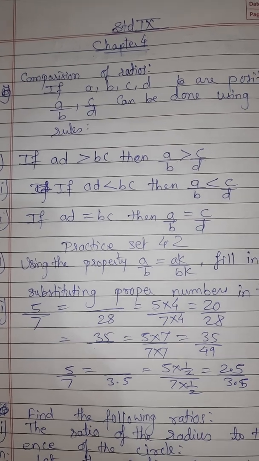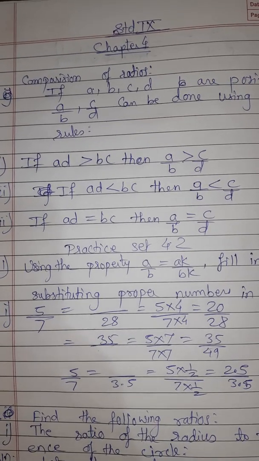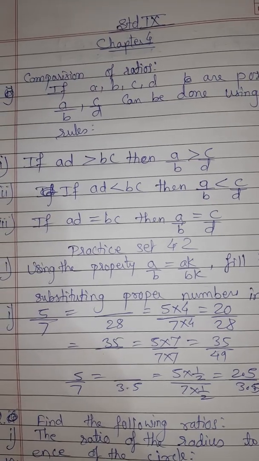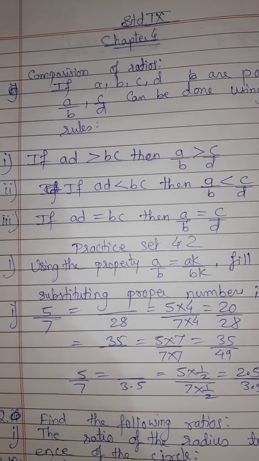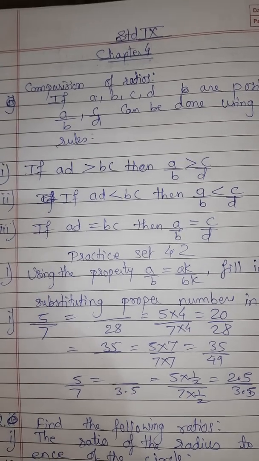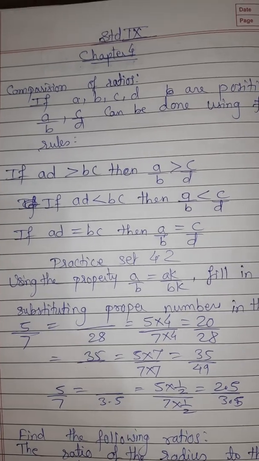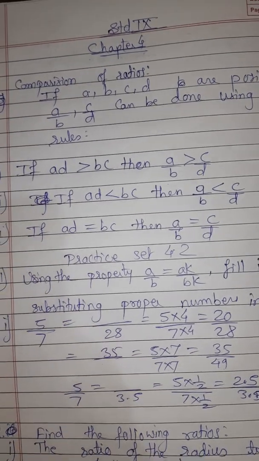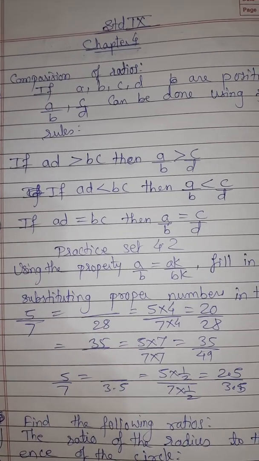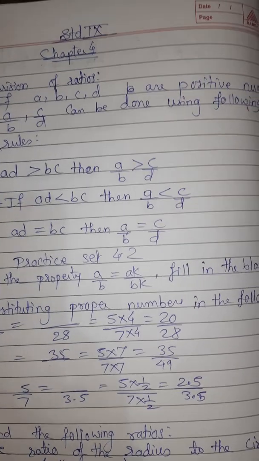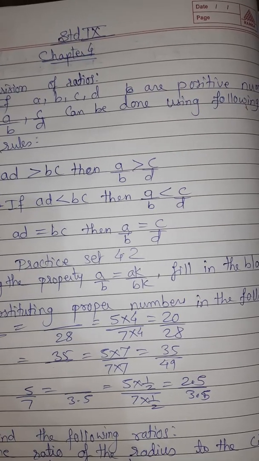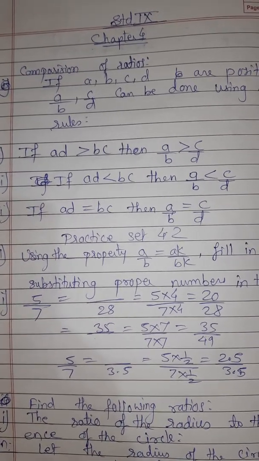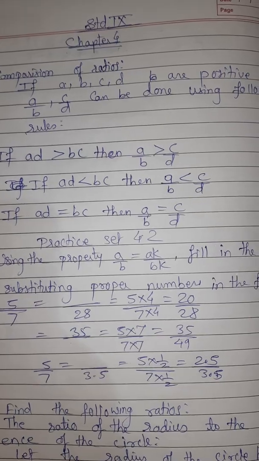We have to first do cross multiplication. Suppose a upon b and c upon d are two ratios. We multiply a into d and find the product, and b into c. If ad is greater than bc, we take the first ratio a upon b as greater than c upon d. In the same way, if ad is less than bc, we take a upon b is less than c upon d. And in the last one, if ad equals bc, then a upon b is equal to c upon d.